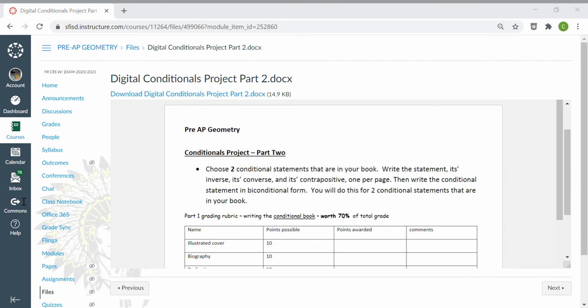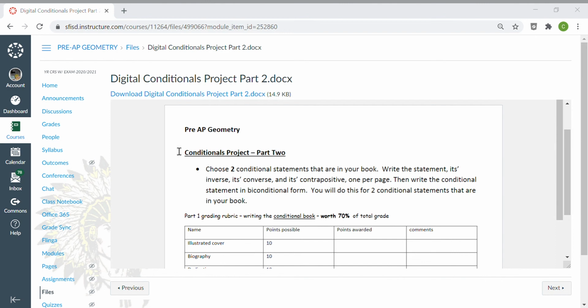Then you're going to do a second new slide at the end of your book, and you're going to do the same thing for a second conditional. Here is the pattern for the conditionals. The conditional is if hypothesis, then the conclusion. Inverse, if not hypothesis, then not conclusion, so on and so forth. That's in your notes from yesterday and the day before.